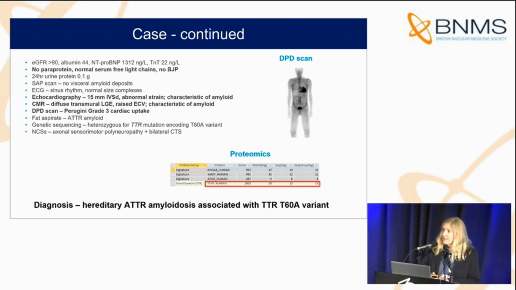Genetic sequencing was performed, and he was heterozygote for the TTR mutation T60A. He went on to have nerve conduction studies, which showed polyneuropathy and also bilateral carpal tunnel syndrome. So this gentleman had hereditary ATTR amyloidosis associated with the TTR T60A variant.